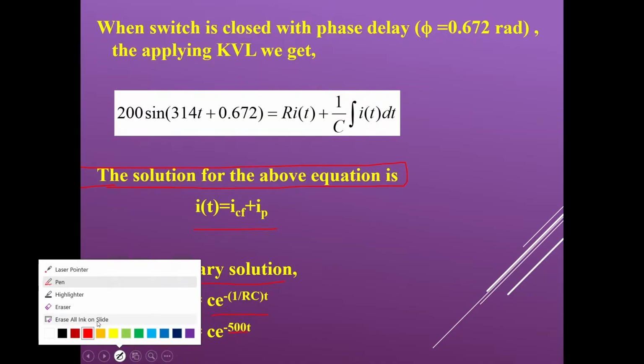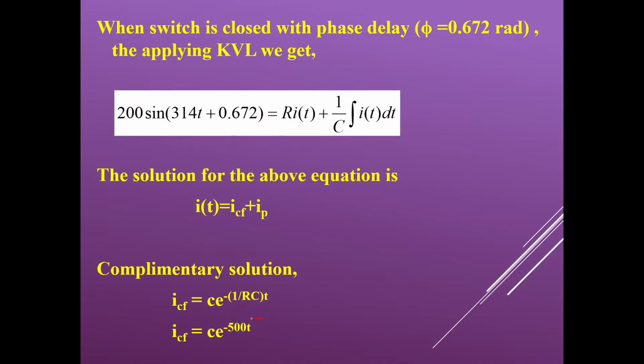So the complementary part of the solution of the current is i_cf equal to C e to the power of minus 500t.